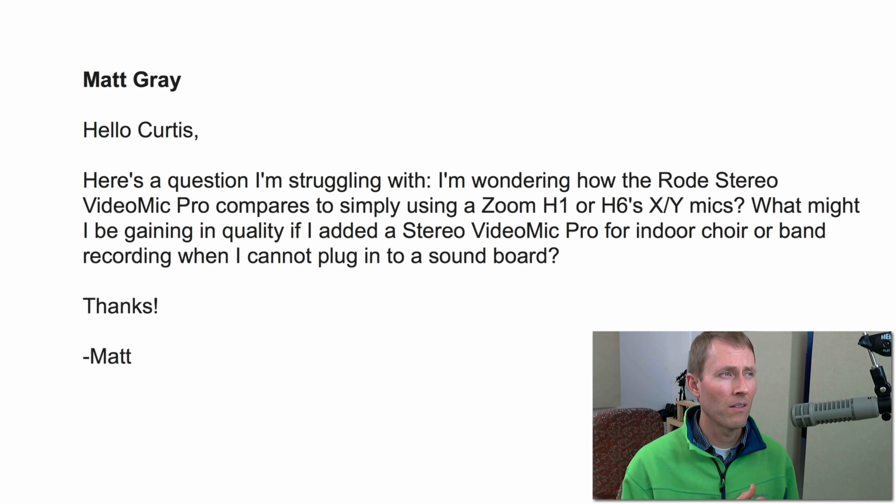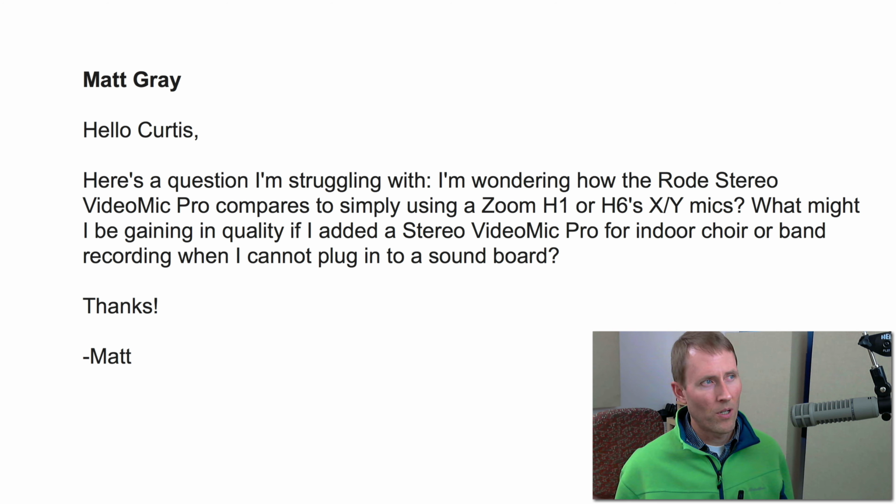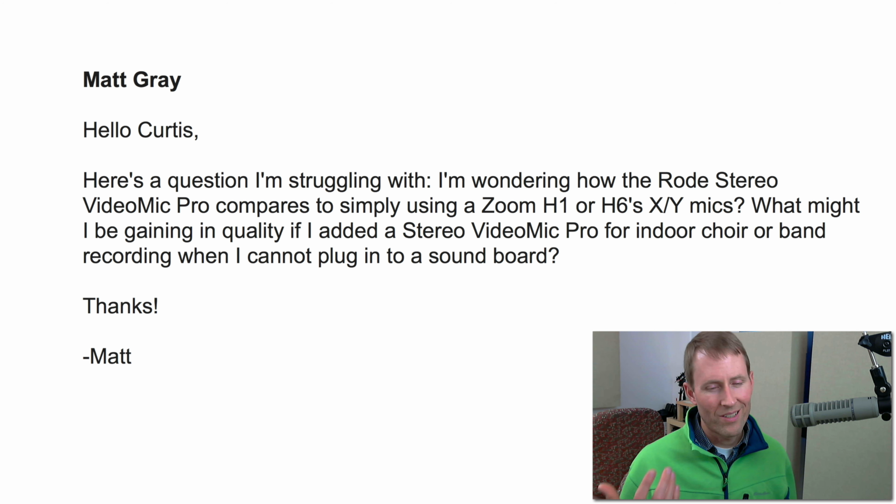I think the main kind of advantage with the Stereo VideoMic Pro, depending on the type of piece you're doing, if you can feed that directly into your camera, that just makes the syncing in post easier. In terms of audio quality, Stereo VideoMic Pro versus the Zoom H1 or H6, I don't notice a huge difference between those three. So I'm not sure you would really get a whole lot in terms of audio quality difference with the Stereo VideoMic Pro.